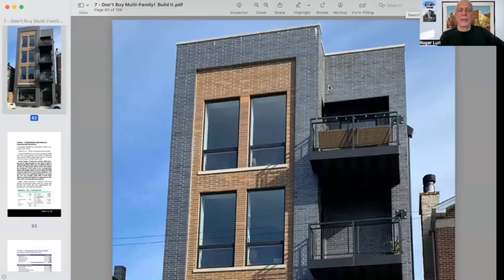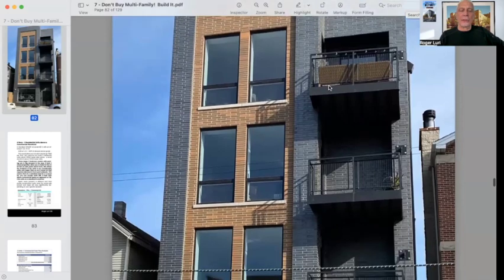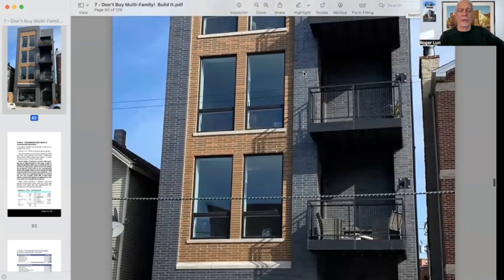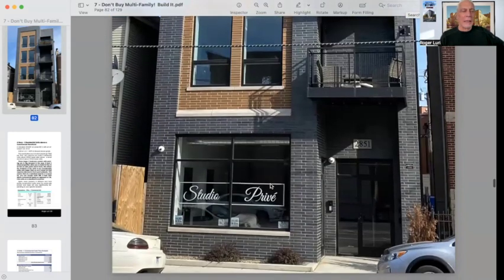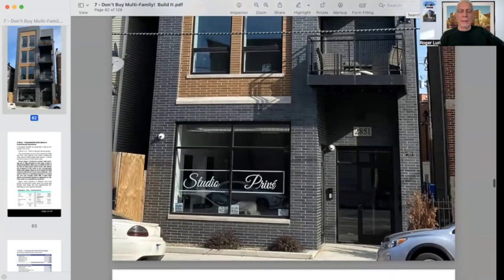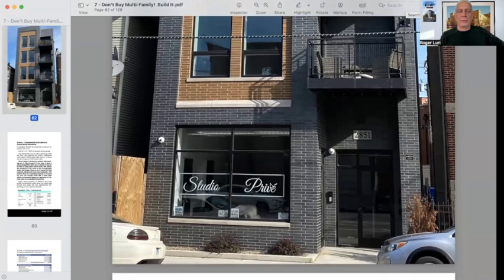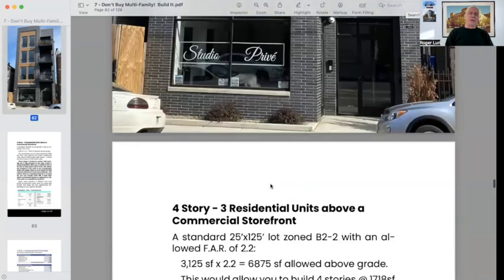So here we go. Let's take a look at this project. It is 3 units. There are three bedroom units above a commercial space here. So this project is here in Chicago. Again, this is just an example.